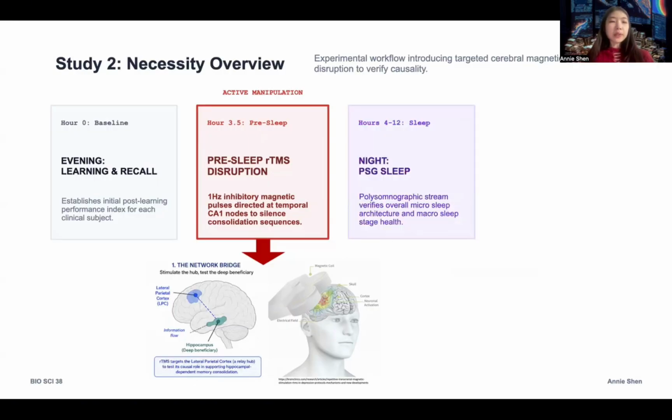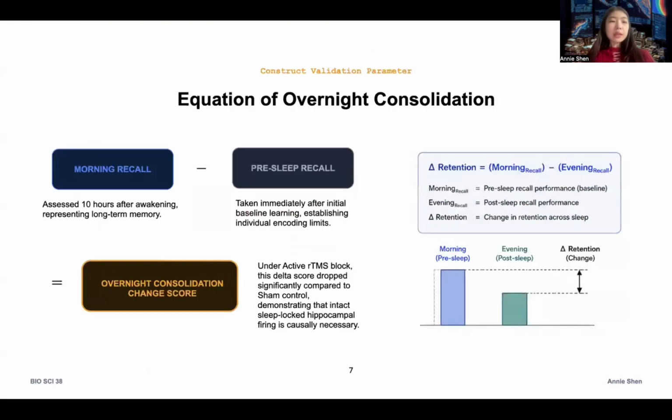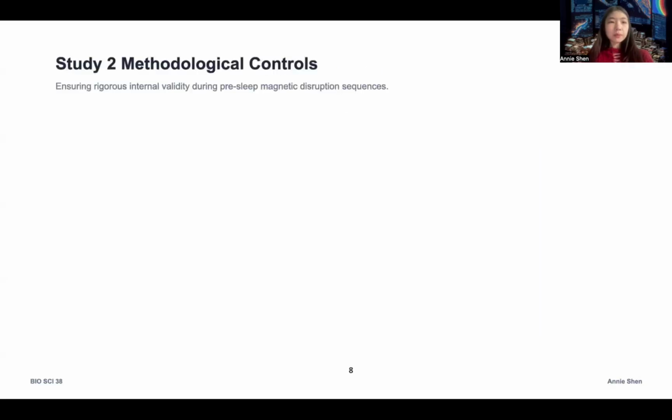Participants then sleep overnight and complete a memory test the next morning. The dependent variable in study 2 is overnight memory retention, calculated as memory recall minus pre-sleep recall. Researchers compared memory performance before sleep and after sleep. Then they compared two conditions, active rTMS and sham rTMS. If memory retention becomes worse after active stimulation, this suggests hippocampal network activity during sleep was necessary for consolidation.